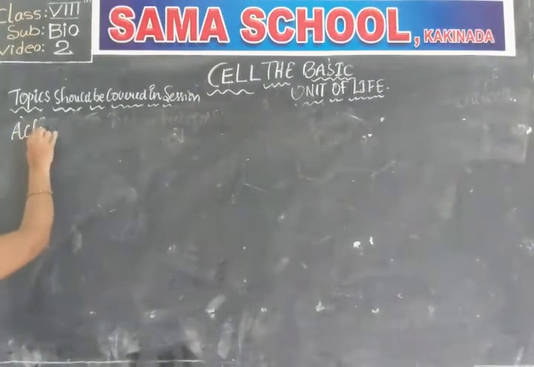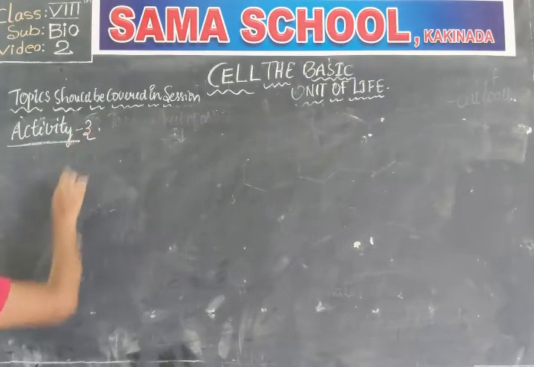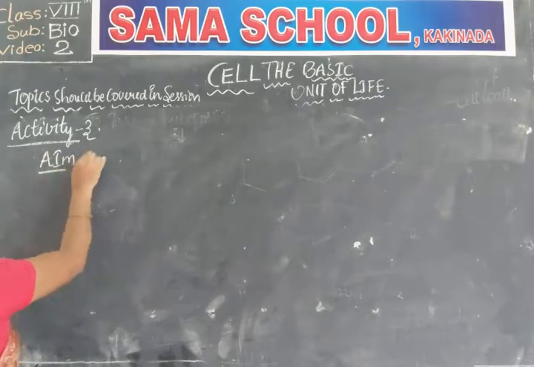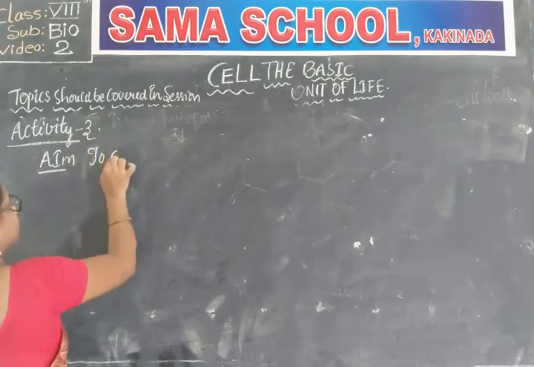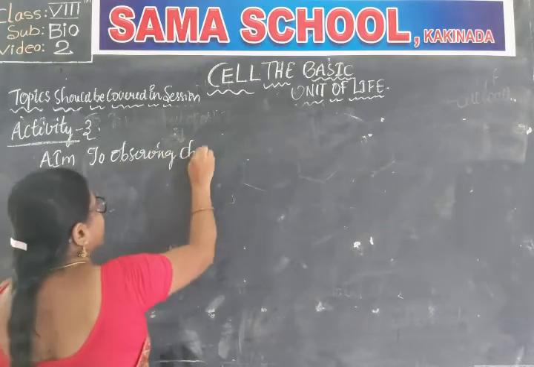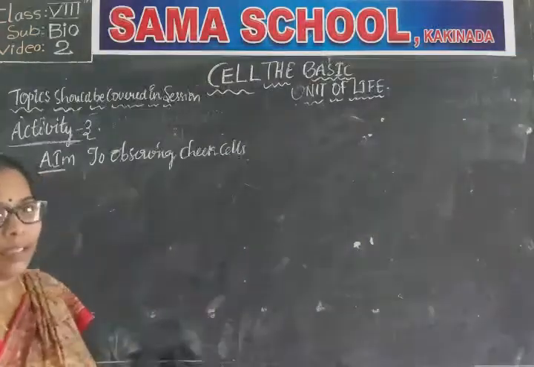Activity 3. In activity 3, understand what we are observing. What is your aim? My aim is to observe cheek cells. Understand? We are observing the cheek cell.